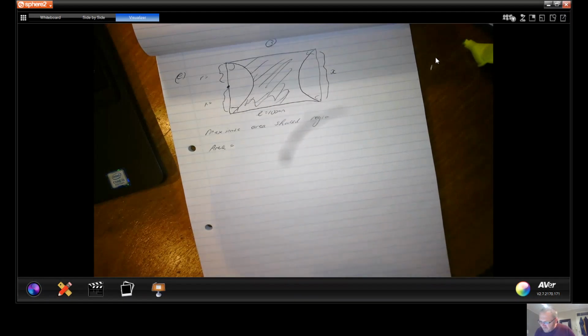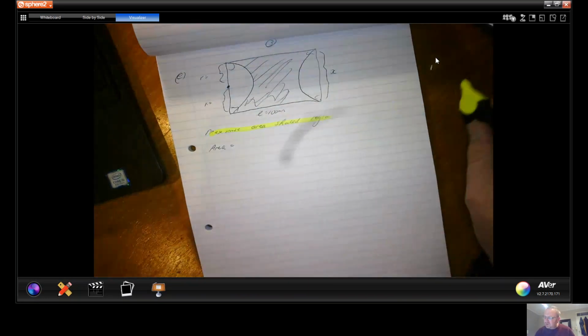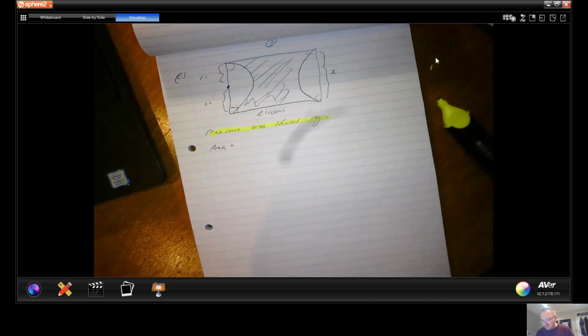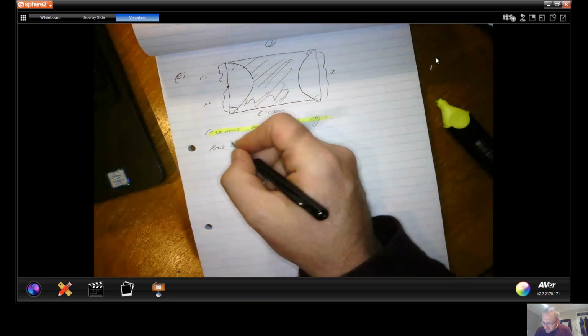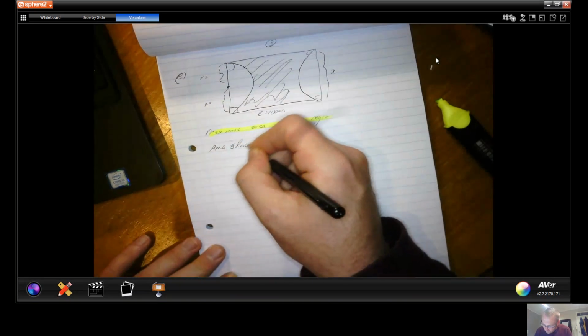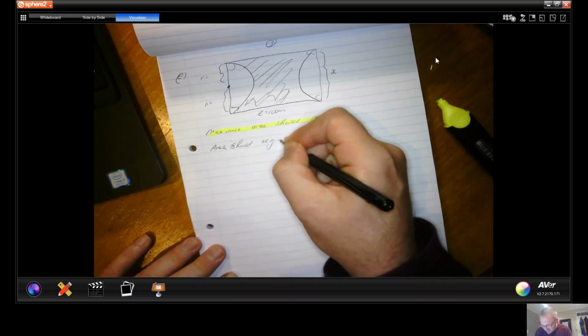If they're asking you to maximize or minimize something, what's your first step? You need an equation for what you're trying to maximize in terms of one variable. So the area of the shaded region, let's try to get that.